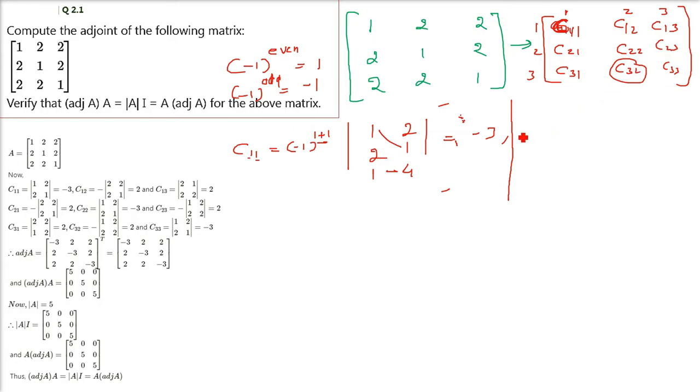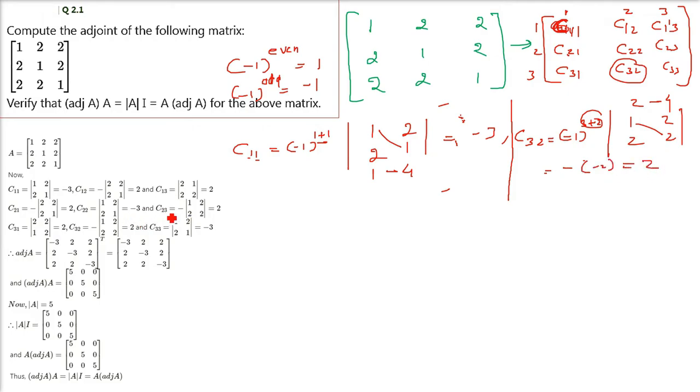It is C32, and this is going to be (-1)^(3+2). The row and column intersecting at C32 will be left out, and the remaining will be written as 1, 2, 2. So (-1)^(3+2), because the exponent is odd, it will be negative 1. This is going to be 2 minus 2 times 4, so it will be negative 2. Negative will become positive, so it is going to be 2.